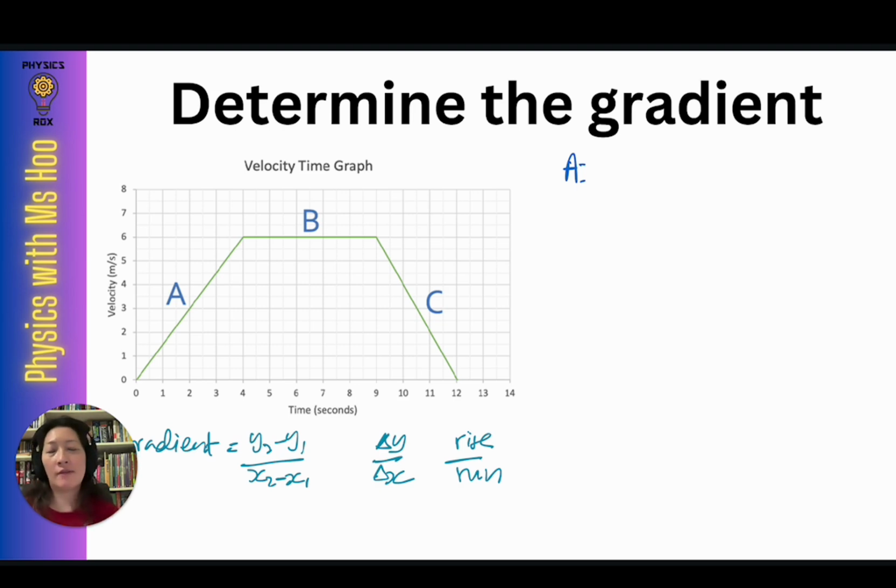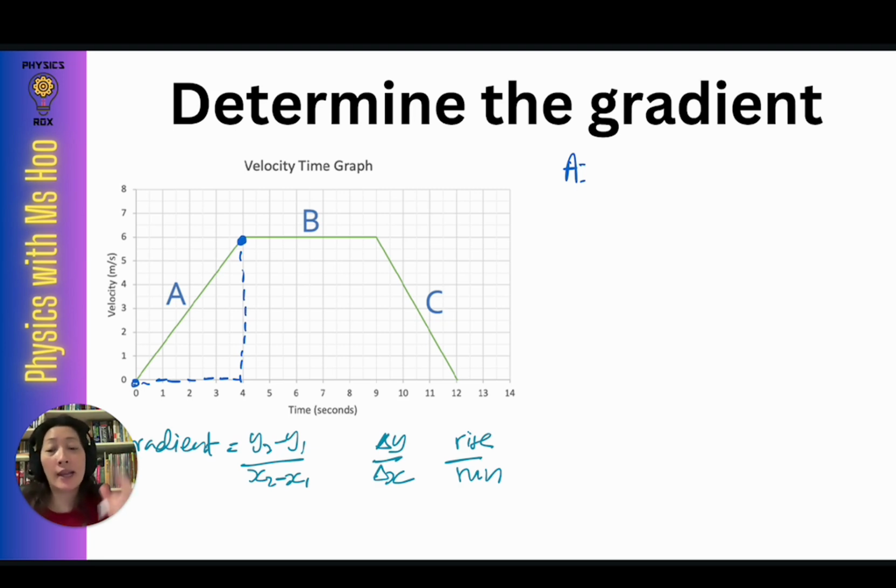Can you start from 0, 0? Yes, you can. So for A, we're going to start from 0, 0, and we're going to take it right at the top over here. Show the gradient triangle, meaning you have to draw the triangle. Use dotted lines. Use a ruler, please. Draw the dotted line clearly, like so.